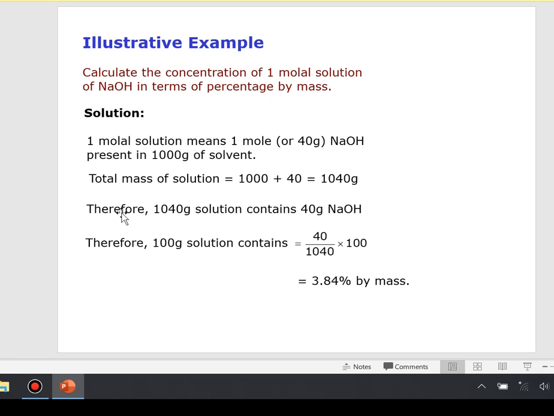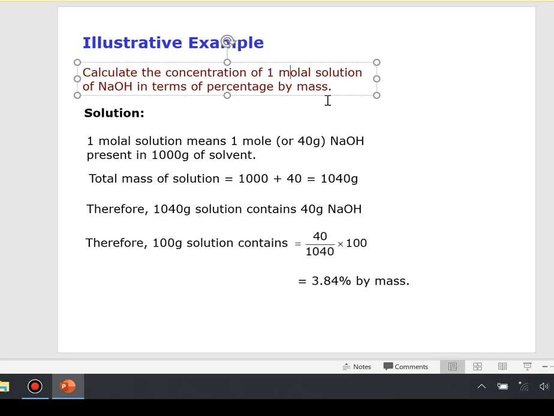Another example, calculate the concentration of 1 molal solution of NaOH in terms of percentage by mass. You have to find the mass percentage. It means mass of the solute upon mass of the solution into 100. And the 1 molal solution is given as a hint. It means 1 mole of the solute dissolved in 1000 gram of the solvent or 1 kg of the solvent.